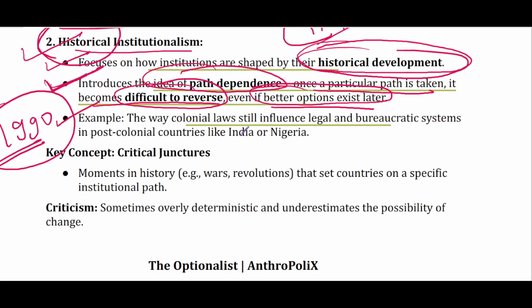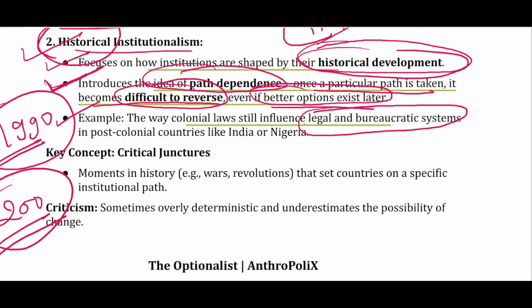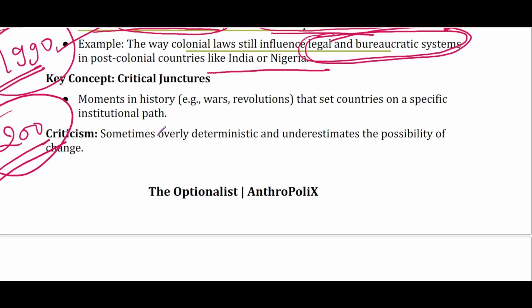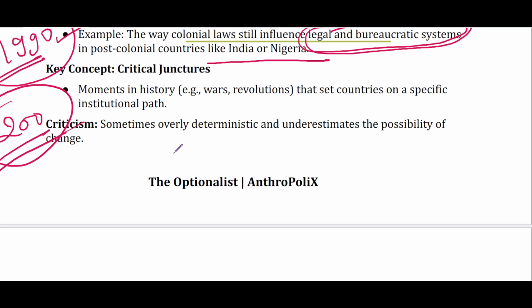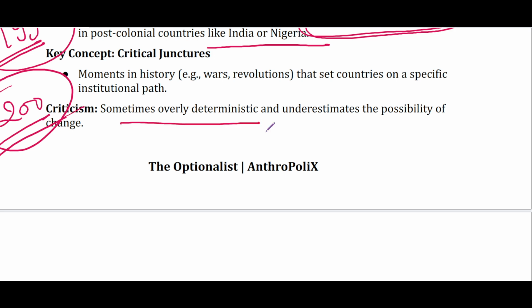Then the second example is that the British ruled over us for 200 years, and even if they were thrown out, still many institutions that were started by them, the legal and bureaucratic system, we cannot do away with them. So this system is still here with us, in all the post-colonial countries, the bureaucratic system is still running. Then the criticism: it is overly deterministic and underestimates the possibility of change.